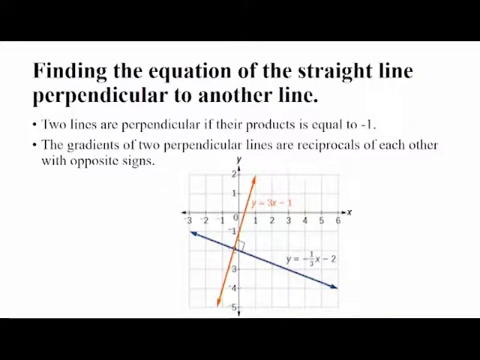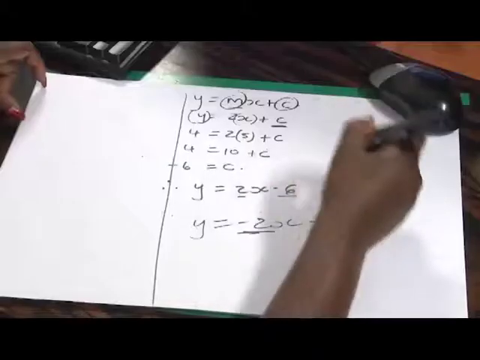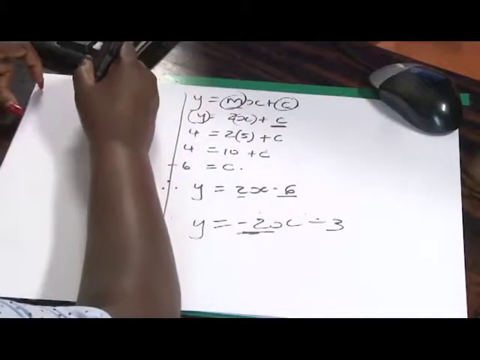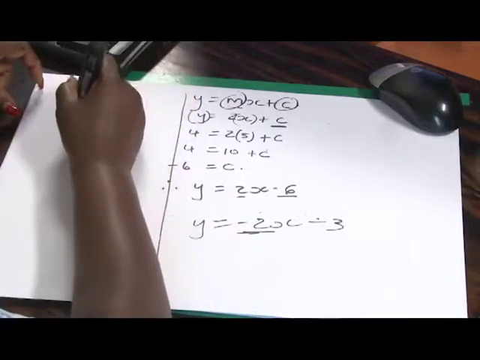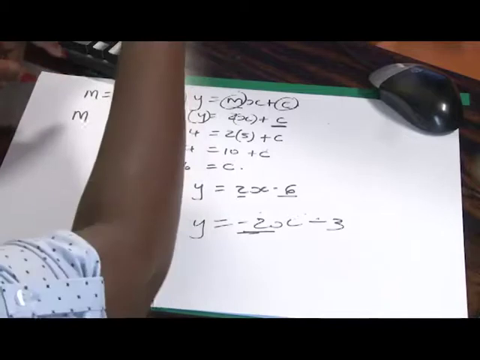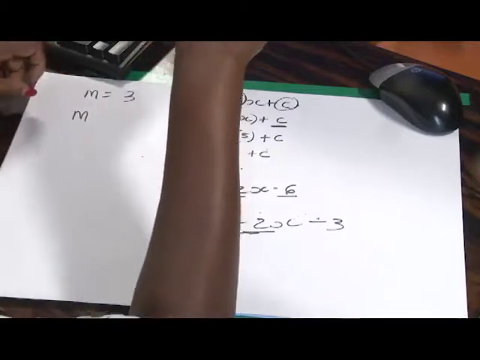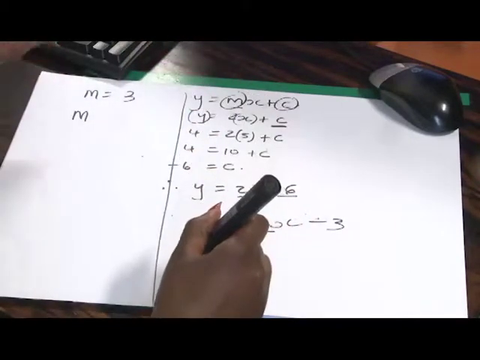What if the lines are perpendicular? Two lines are perpendicular if the product of their gradients is equal to negative 1. The gradients of two perpendicular lines are reciprocals of each other with opposite signs. Now, when it comes to perpendicular lines, if the gradient of one graph is 3, the gradient of the other graph is going to be, as it said, the reciprocal with opposite sign.